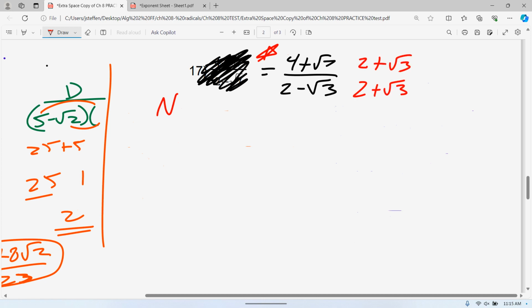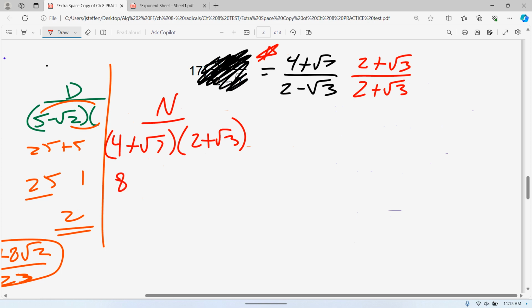Multiply by the conjugate. So that is 4 plus root 7 times 2 plus root 3. And the numerator is the part that's a little bit different. Actually, I was not going to put one like this on the test, and then I decided to because it actually goes a little bit quicker. You'll see why in a second.